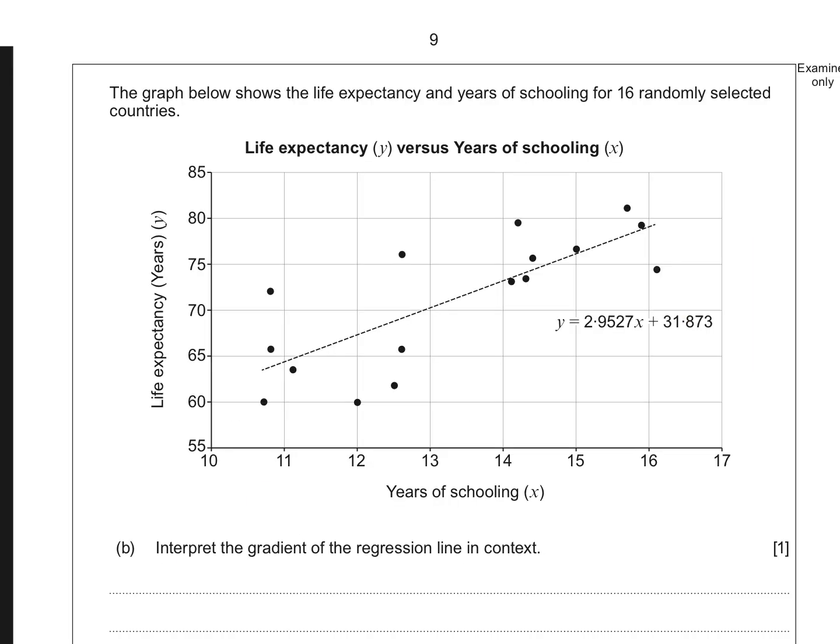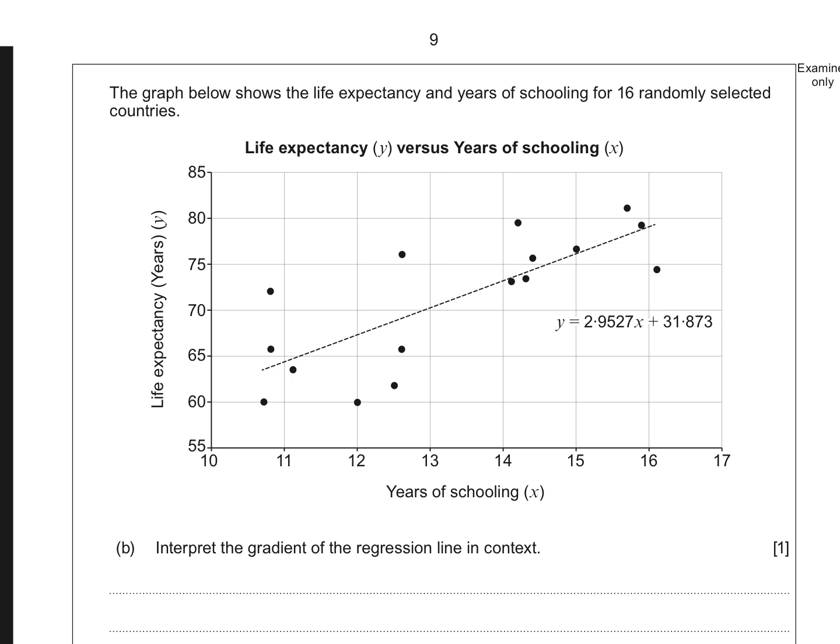Moving on. Okay, so we've got a scatter graph looking at life expectancy versus years of schooling, and they've given us the regression line, they've given us the equation of the regression line, but what I first of all look at here is the slope, or the direction it's going in, and it's got a positive gradient, which would imply to me some kind of positive correlation, not necessarily that there's any causation between these two variables, but there appears to be some kind of correlation.